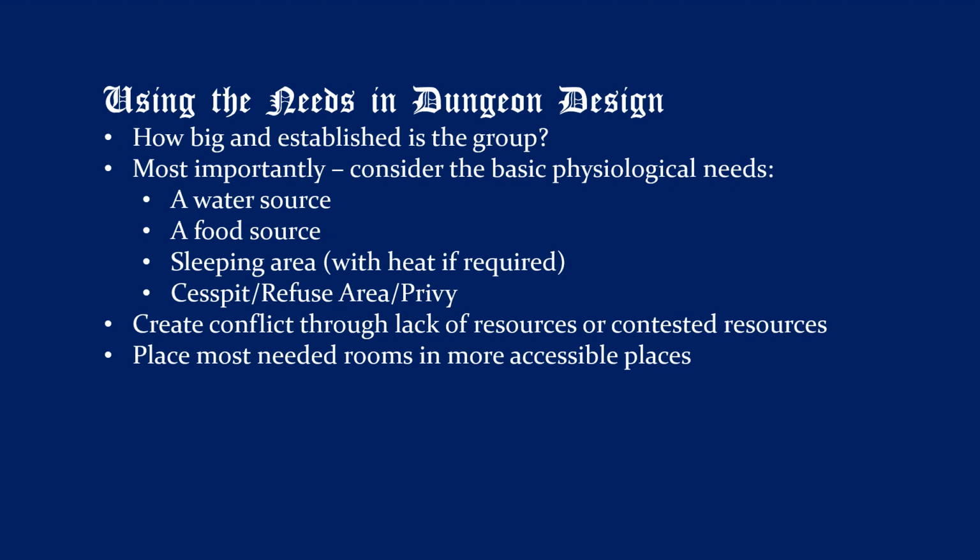If you have not decided how well established the colony is, you can randomly determine how many needs have been met in each category. The most important categories to consider, if you do not consider anything else, are a water source, a food source, a sleeping area with heat if required, a cesspit, refuse area, or privy. So long as you consider these 4 categories when dungeon designing, the existence of the group makes sense, and you can either stop with the process of assigning rooms based on needs, or simply choose any of the other room types to fit your design.